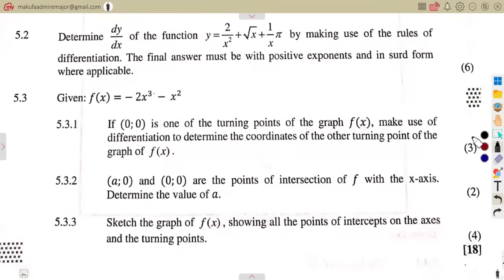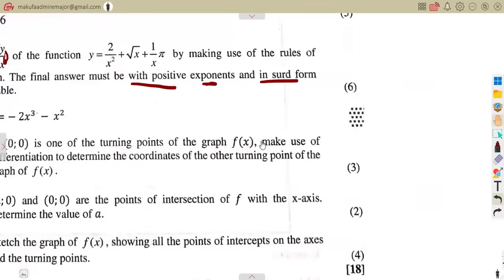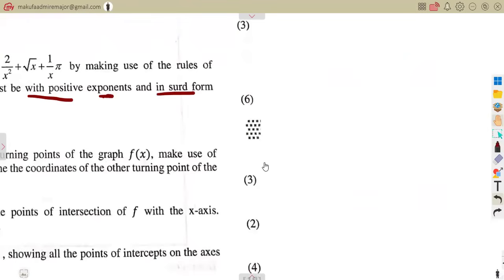All right, so considering 5.2, determine dy/dx, the derivative of y with respect to x of this function. By making use of the rules of differentiation, the final answer must be with positive exponents and in surd form where applicable. Okay, so this is what you were given, and you are supposed to find the derivative of each part that you are given using the basic rules of our derivatives.